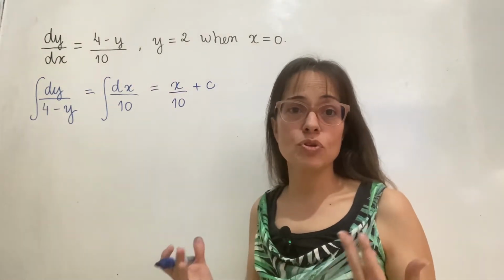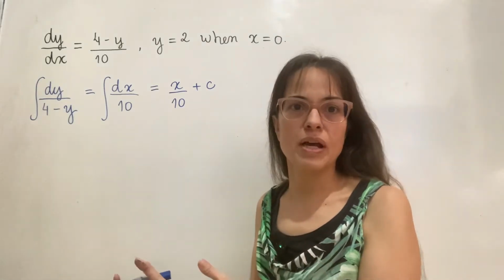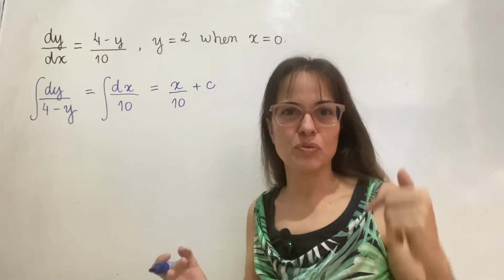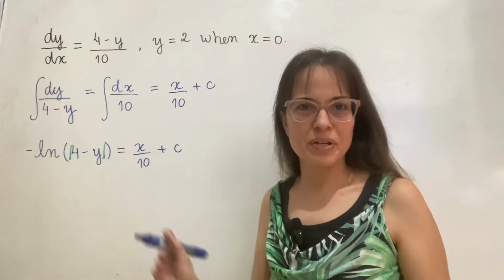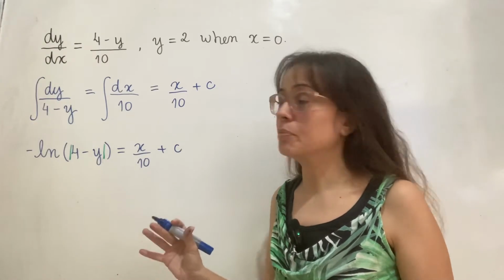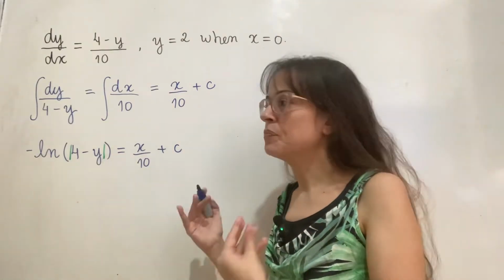For the one on the left, you could write out u substitution with u equals 4 minus y. That's just going to turn into the integral of 1 over u, which is log. I'm going to leave those absolute values in there because technically they are there, but you'll see that they don't really matter that much. What I have to do now is to isolate y in this equation.